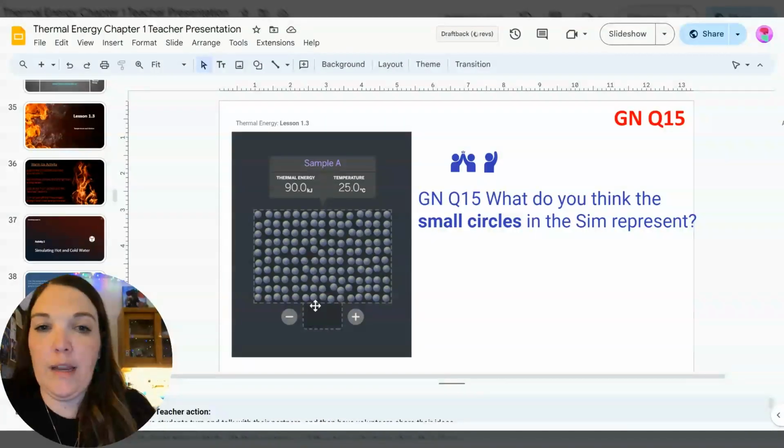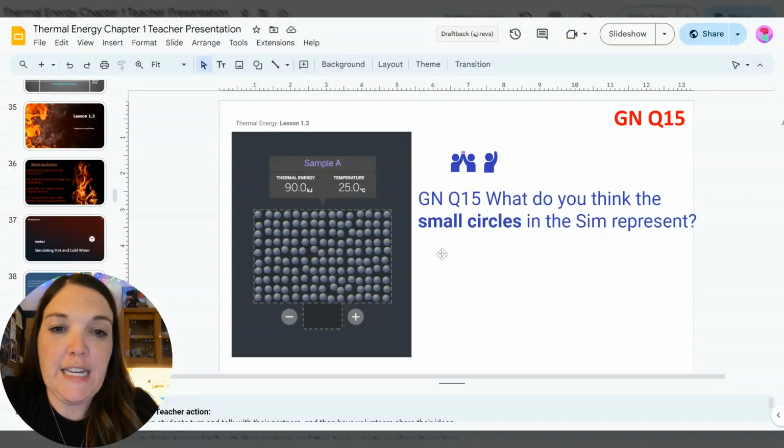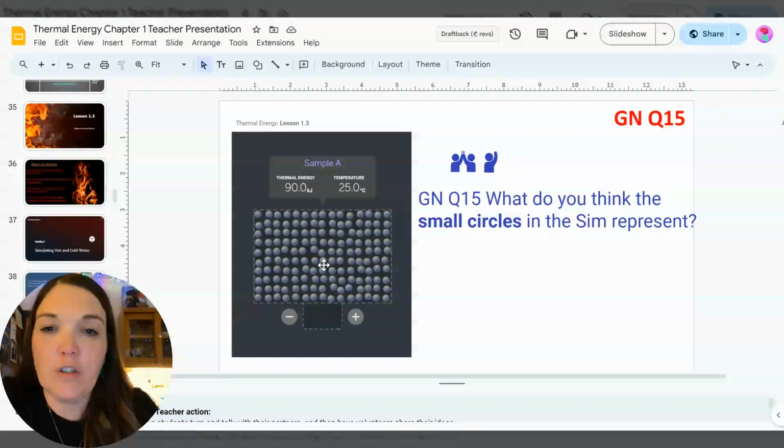Okay, so moving on. So guided notes question 15. What do you think the small circles in the sim represent? So take a second, answer that question. Guided notes question 15.